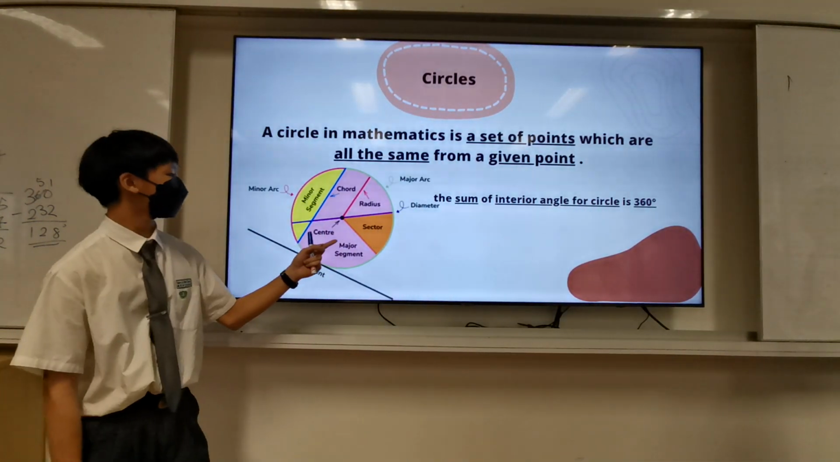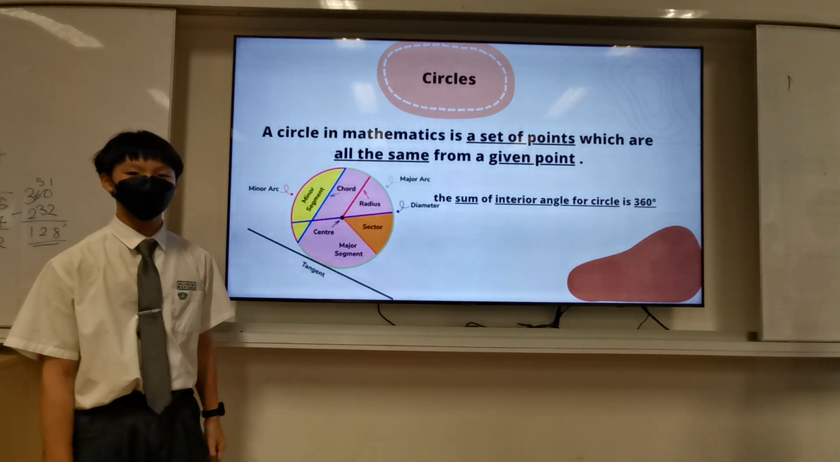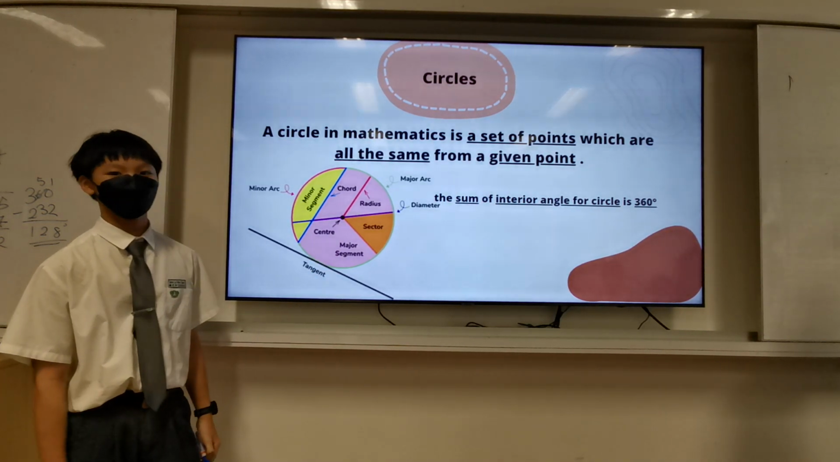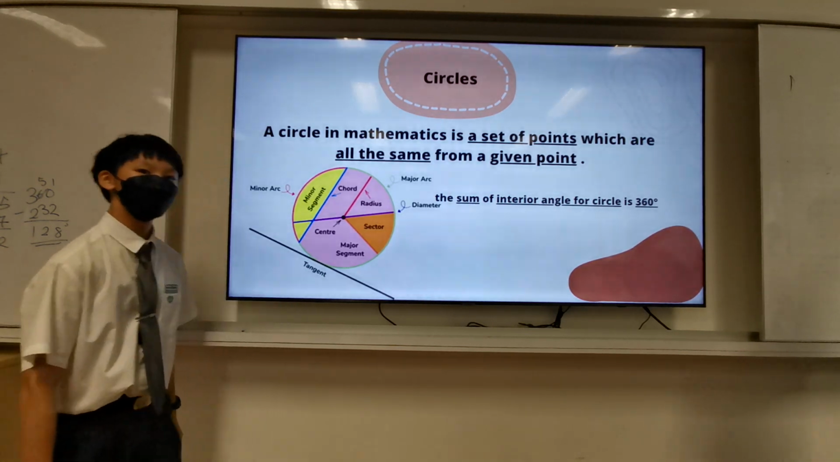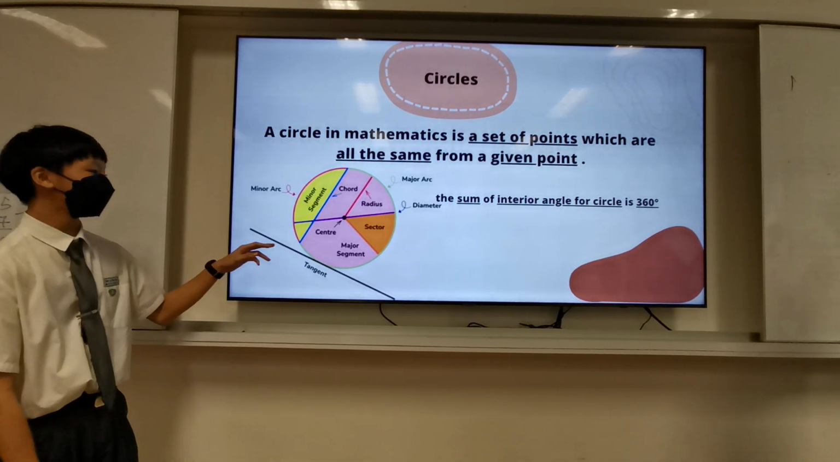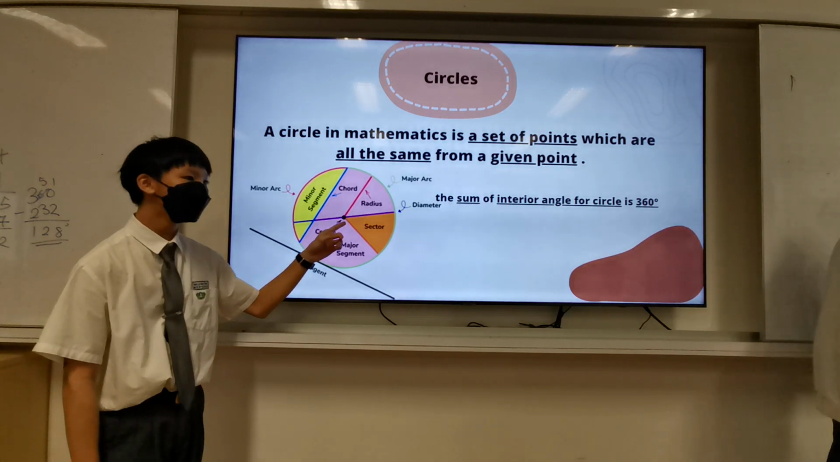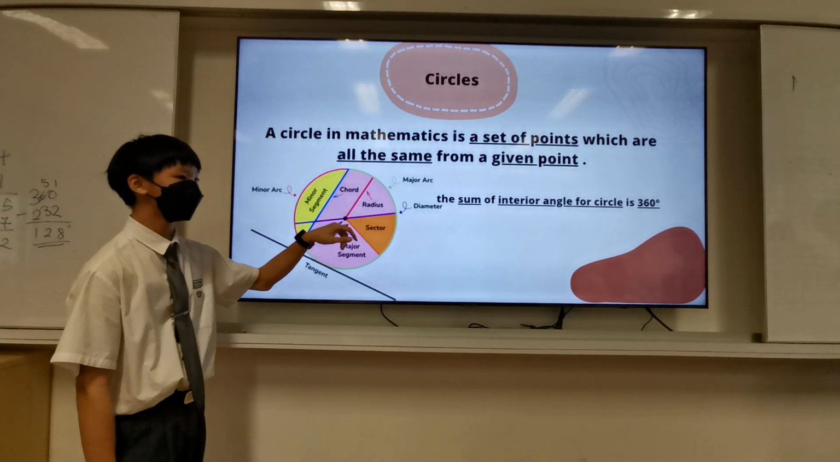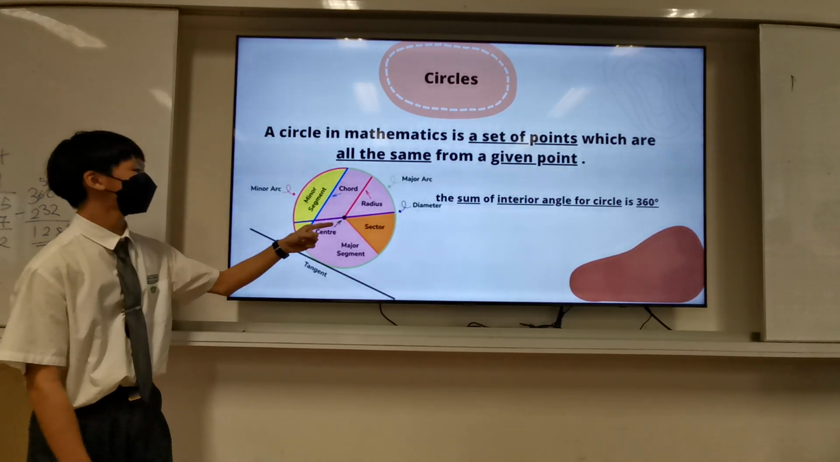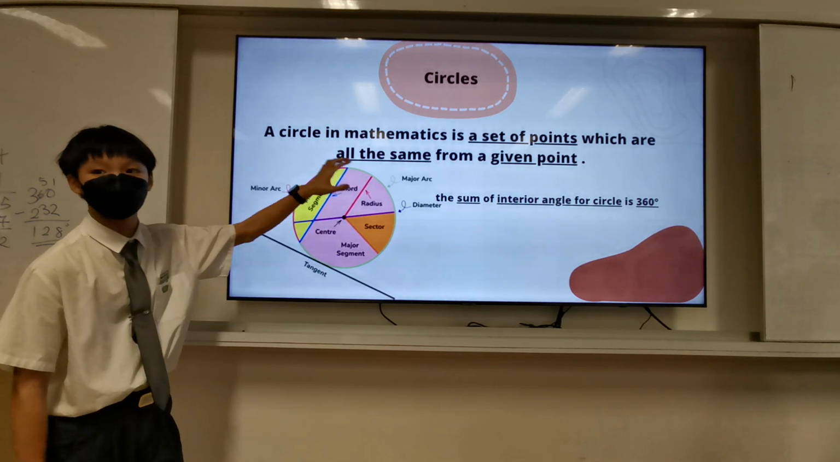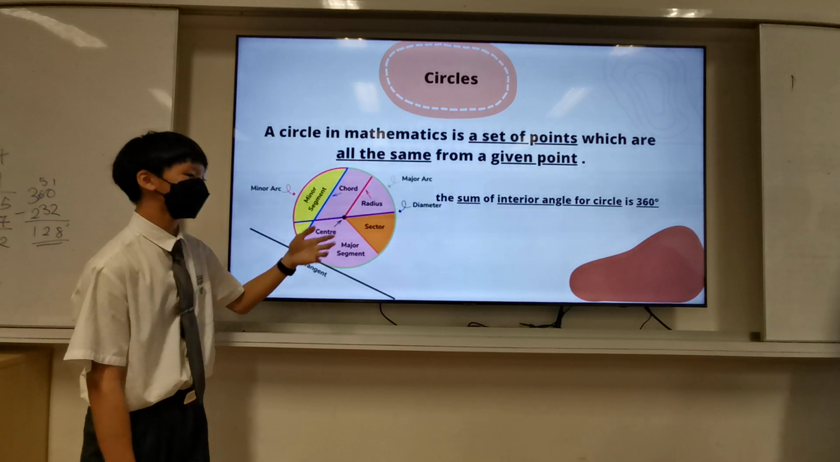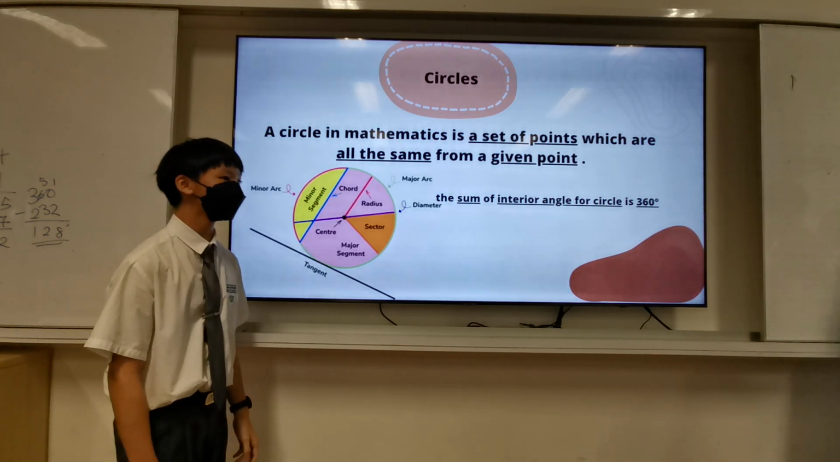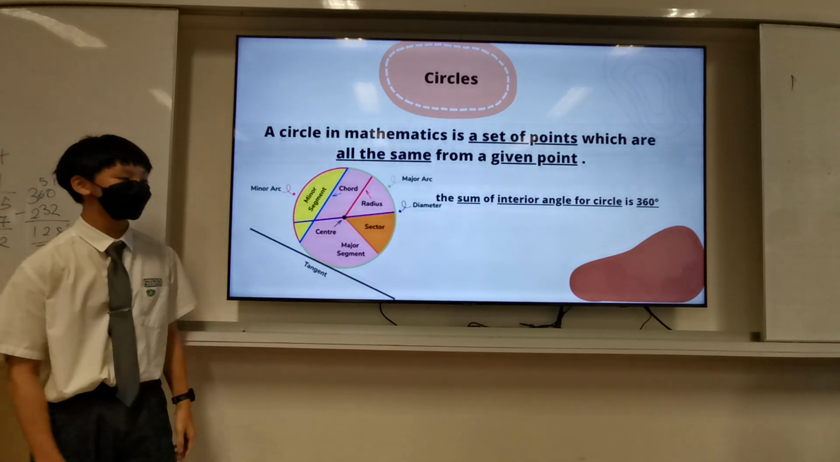These are parts of a circle. Yeah, it's very complicated. Anyways, this line is called a tangent. The dot here is the center. The entire circle, which is basically like this line, is the circumference.